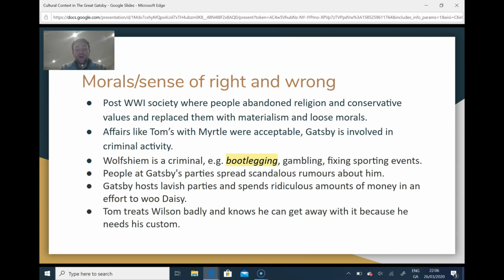Okay, the only people it's not accepted by are Tom, because it's not his old money. He doesn't agree with it because he doesn't work for his money. He just has money. Okay, Wolfsheim is a criminal. Bootlegging, gambling, fixing sporting events were all part of this world. Corruption was rife in this world.